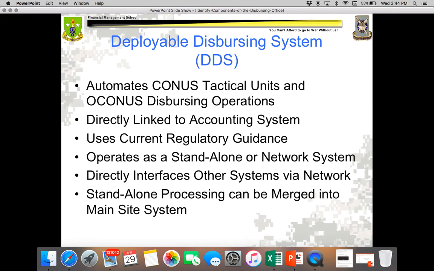I do want to talk about this last note that it could be a standalone process. DDS can be worked offline, and what you do at the end is just create a file transfer and plug it into the network system, and all of those transactions are accounted for.